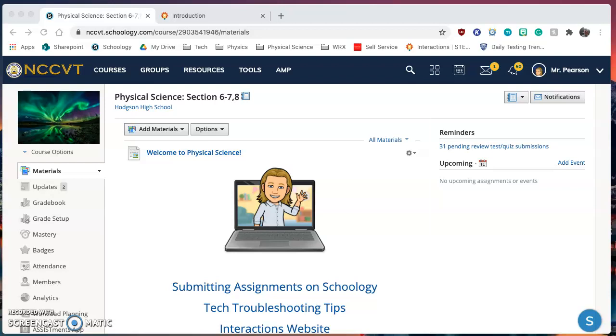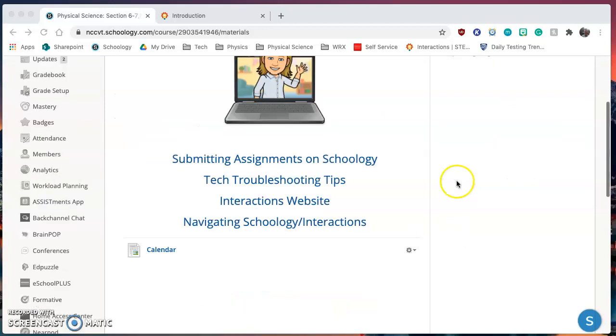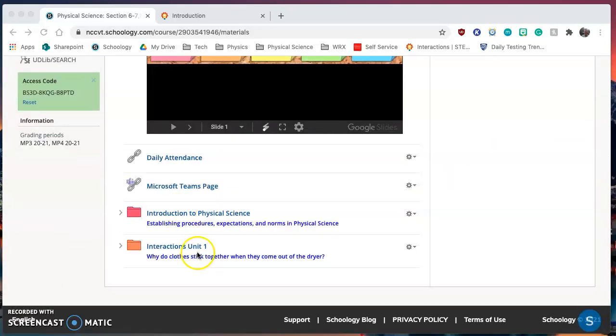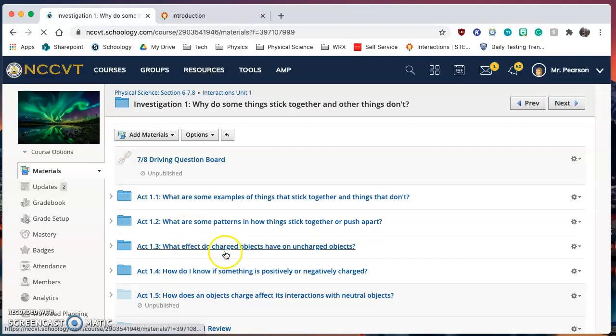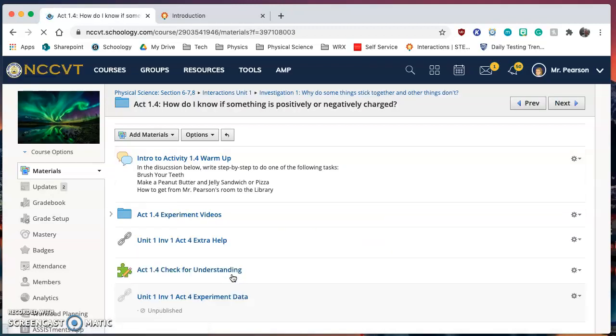Today we're looking at Unit 1, Investigation 1, Activity 4. Unit 1, Investigation 1, Act 1.4. Our big question for this activity is, how do I know if something is positively or negatively charged? All right, so we've started this investigation and we're learning what charges are and how they interact with each other.